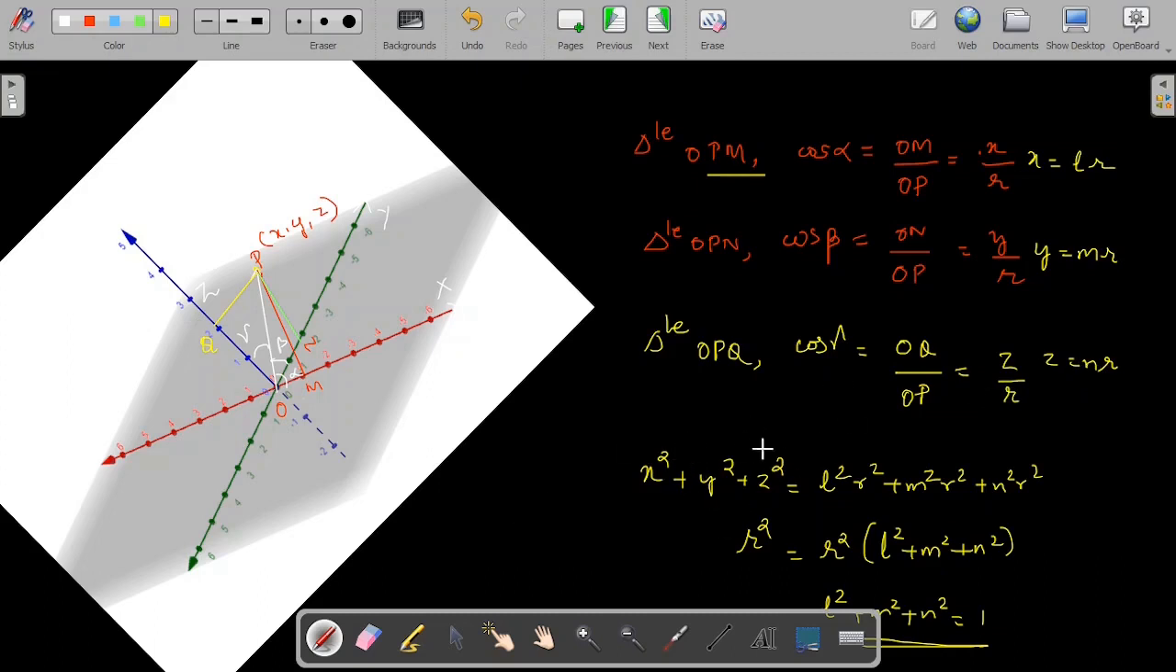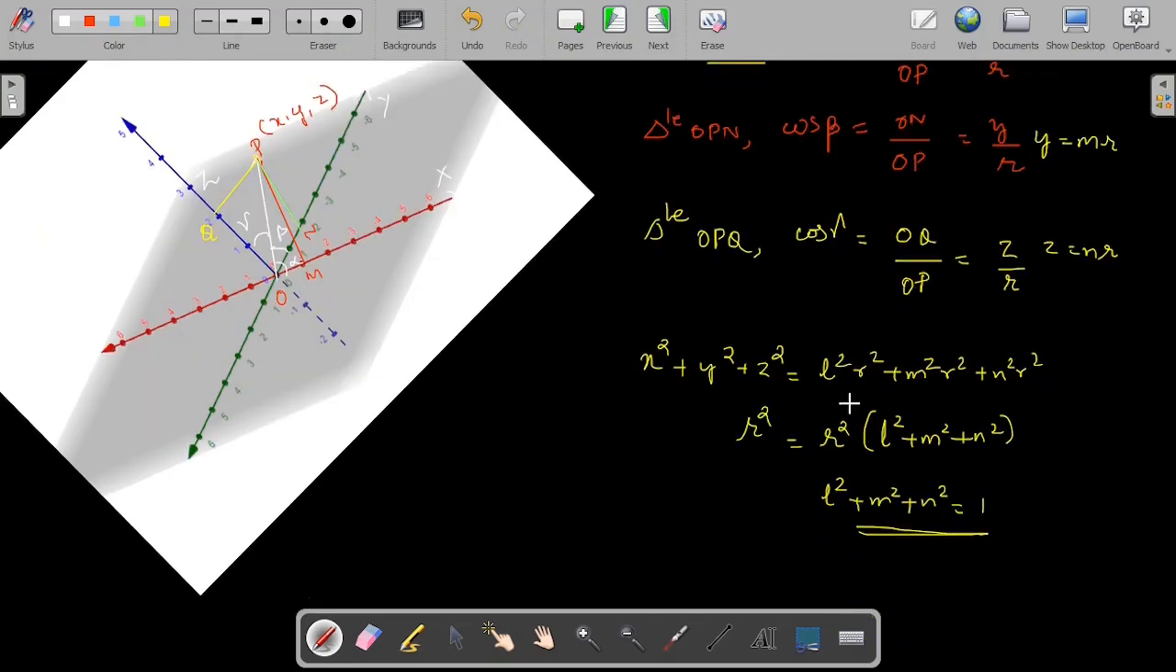Then x square plus y square plus z square equals r square, which equals r square into l square plus m square plus n square. So l square plus m square plus n square is equal to 1. You just have to remember this relation between the direction cosines of a line: l square plus m square plus n square equals 1.